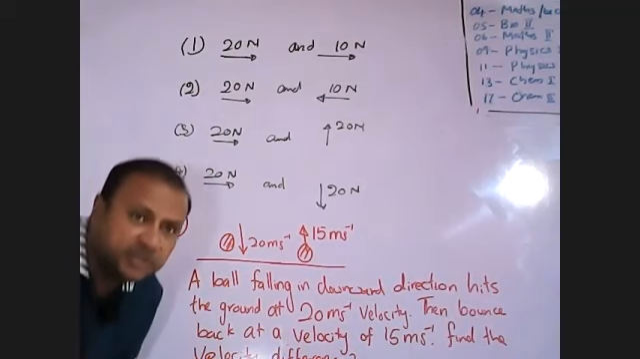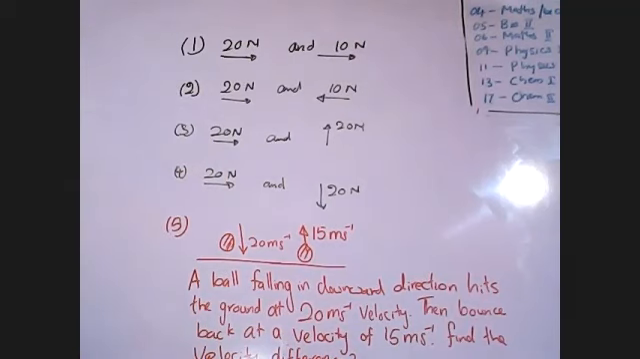First write the questions. The fifth one, draw the image. The sentence is: a ball falling in downward direction hits the ground at 20 m/s, then bounces back at a velocity of 15 m/s. Find the velocity difference.